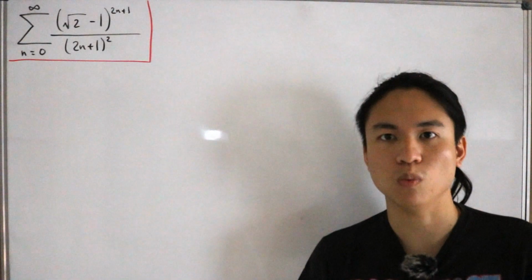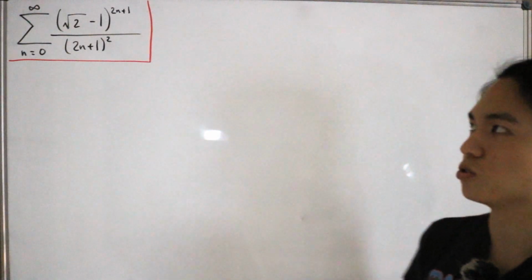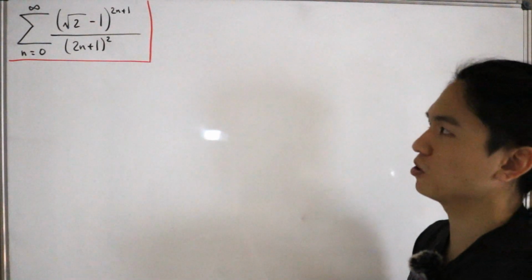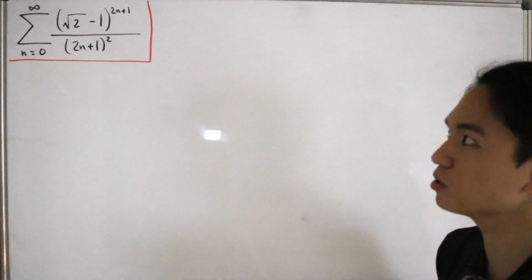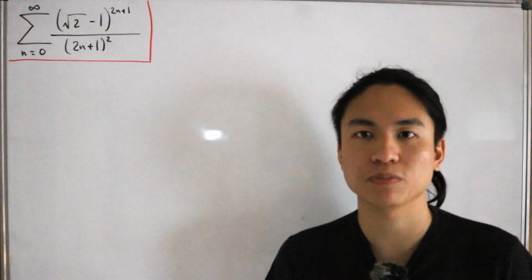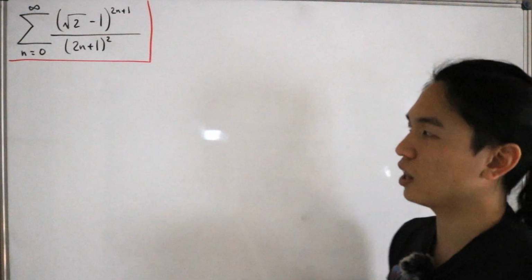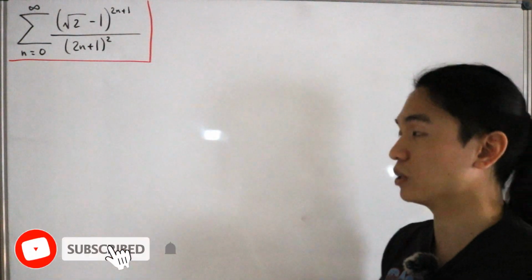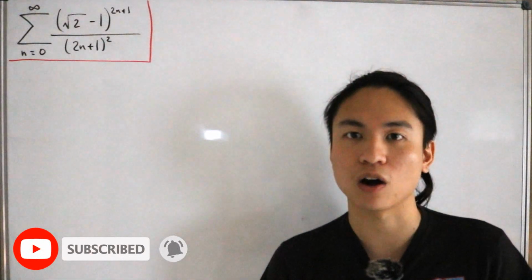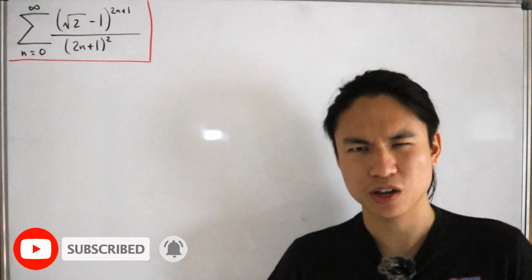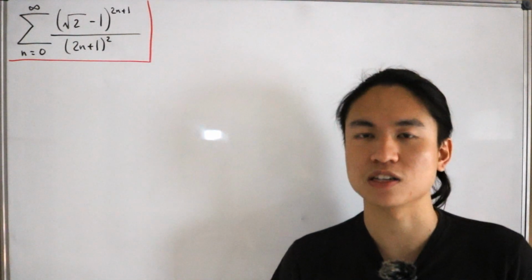Okay, so we'll go back to another video. So here we want to find a nice value for the following infinite sum. We have the square root of 2 minus 1, quantity to the 2n plus 1, divided by 2n plus 1 quantity squared. And a lot of evaluating this infinite sum relies heavily on dilogarithm identities. So you'll be seeing a lot of that in this video.